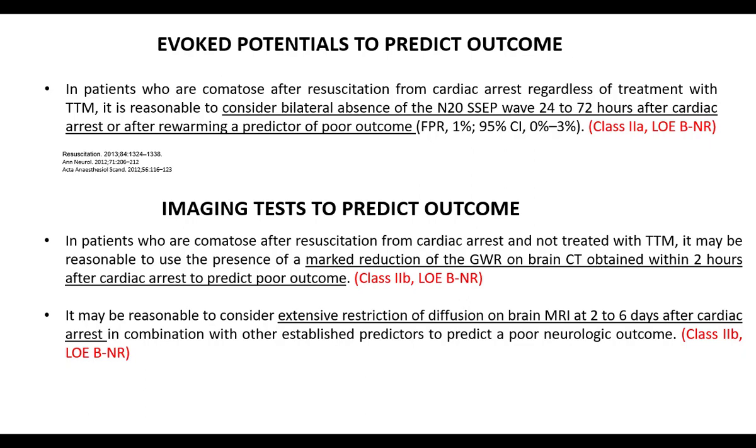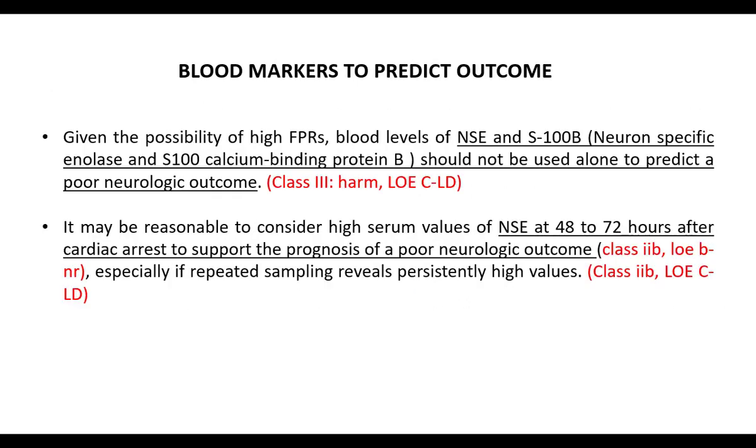Now what about imaging tests? You do a CT scan or MRI. So there is a gray-white demarcation or gray-white ratio in the CT scan. If you see a marked reduction in the gray-white ratio, it usually has to stay above 1.2. If it comes down below 1 or so on brain CT obtained within 2 hours after cardiac arrest, it predicts a poor outcome. And there is an extensive restriction of diffusion on MRI at 2 to 6 days after cardiac arrest. So if there is a restriction in diffusion weighted MRI, then again you can say that the patient carries a bad prognosis. So these are the imaging markers.